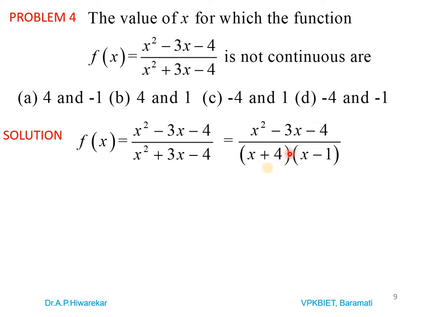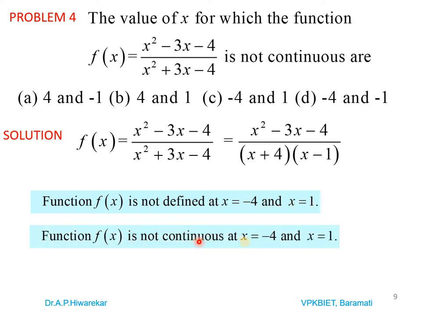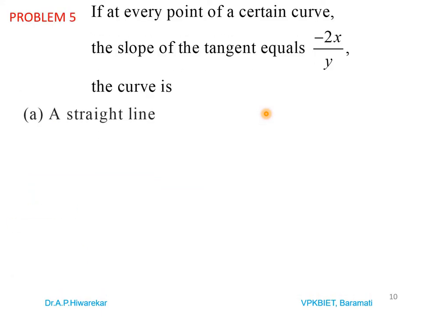So the denominator will be 0 when x is minus 4, and obviously x is 1. So f(x) is not defined when x is minus 4 and x is 1. Means function f(x) is not continuous when x is minus 4 and x is 1. And that is option, I think, C. Yes. So our answer is C. So this is a very simple example. You just need to factorize the denominator and see where it is not defined. So we go to the next problem.